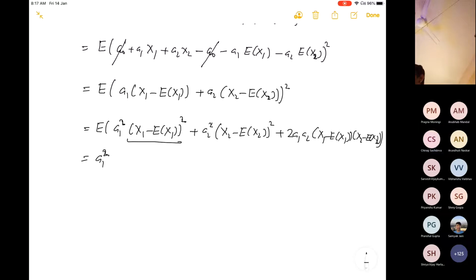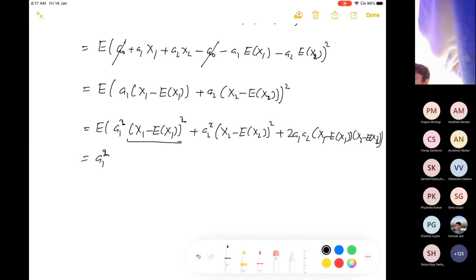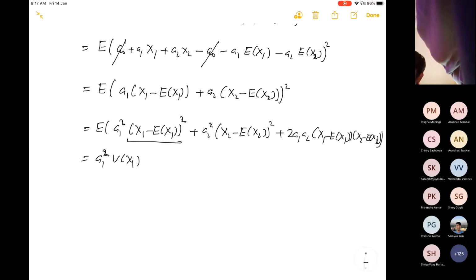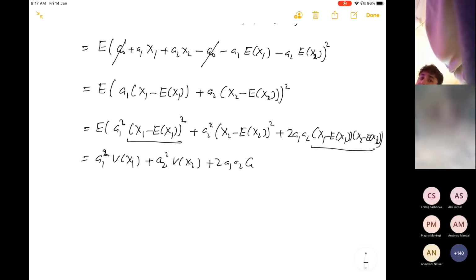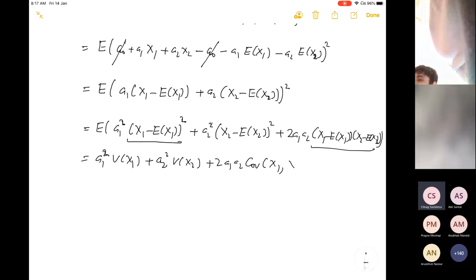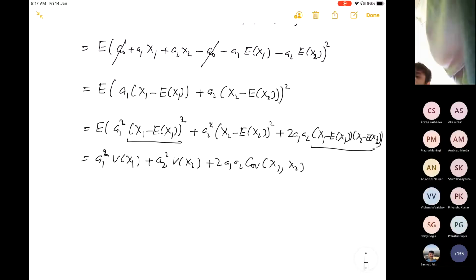Variance of x1. Yes, so this will be the variance of x1. So that will be sigma 1 square, I can write down, and you can write down variance of x1 also if you want. So that is the same thing. So a1 square variance of x1 plus a2 square variance of x2 plus 2 a1 a2 times the expectation of this. That is the covariance between x1 and x2. That is the definition of covariance between x1 and x2.